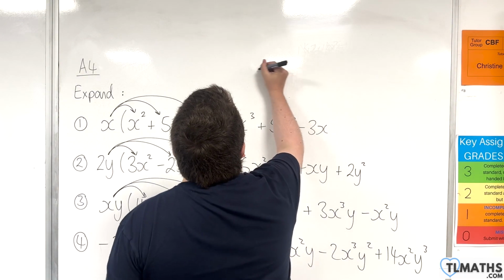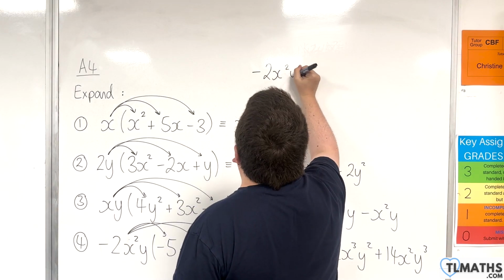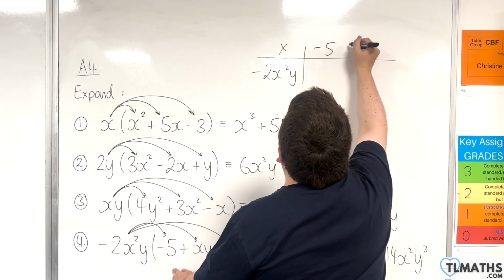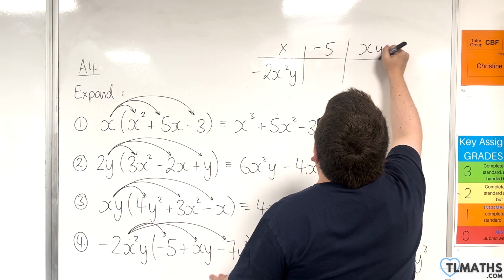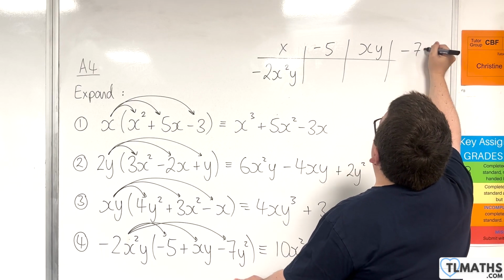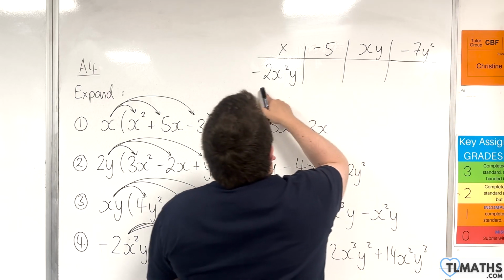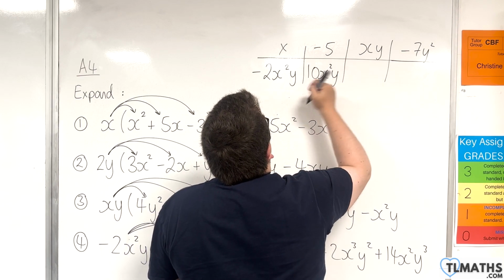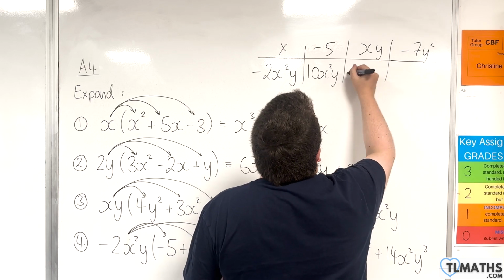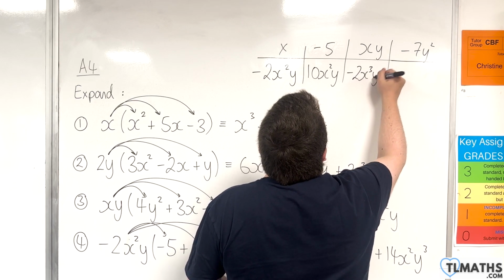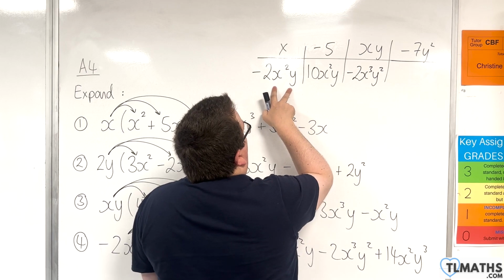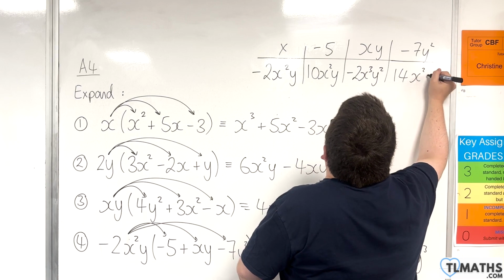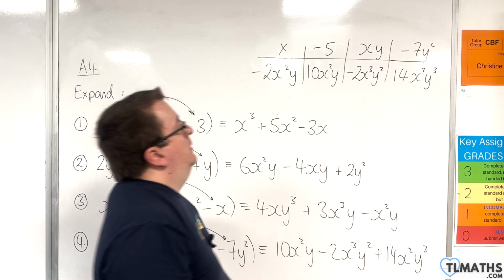So in a table, minus 2x squared y multiplied with minus 5, xy and with minus 7y squared. So minus 2x squared y times minus 5 is 10x squared y. Minus 2x squared y times the xy will be minus 2x cubed y squared. And then the minus 2x squared y times by the minus 7y squared will be 14x squared y cubed. Okay?